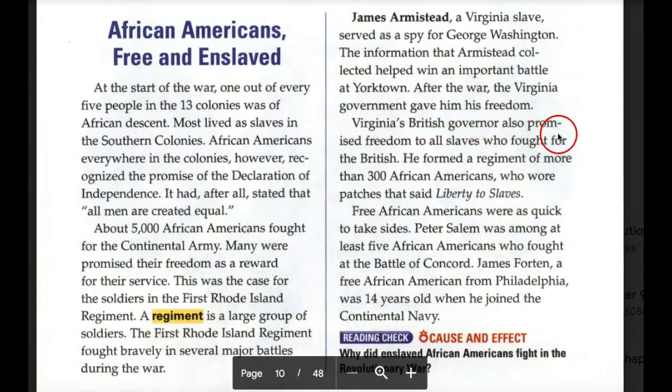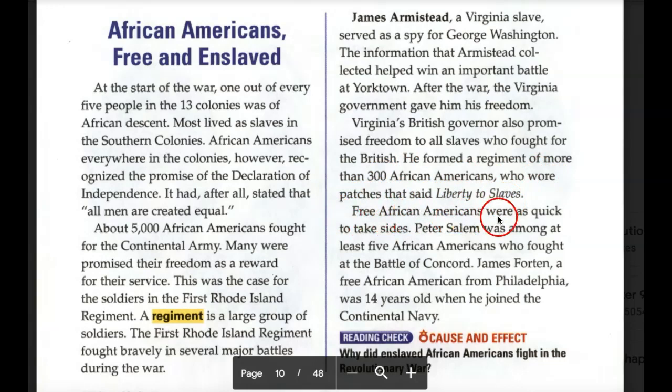Virginia's British governor also promised freedom to all slaves who fought for the British. He formed a regiment of more than 300 African Americans who wore patches that said "Liberty to Slaves."